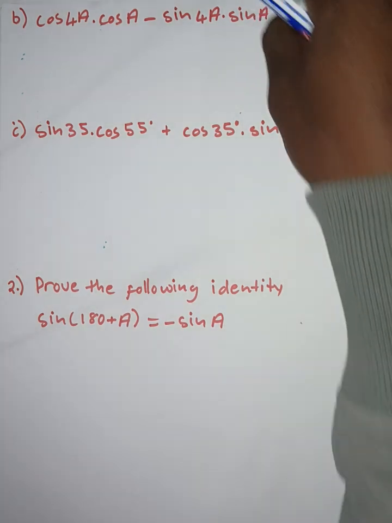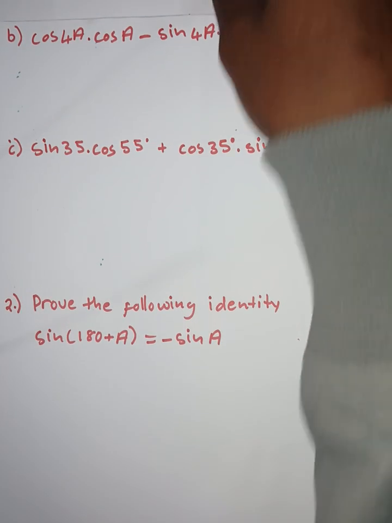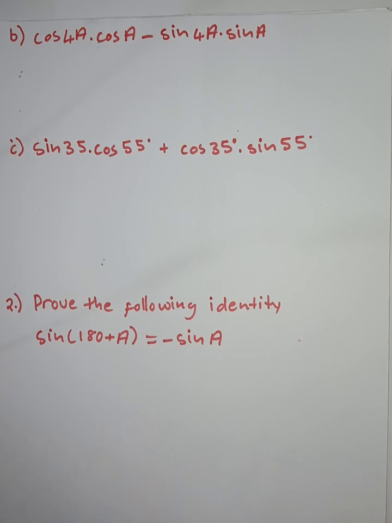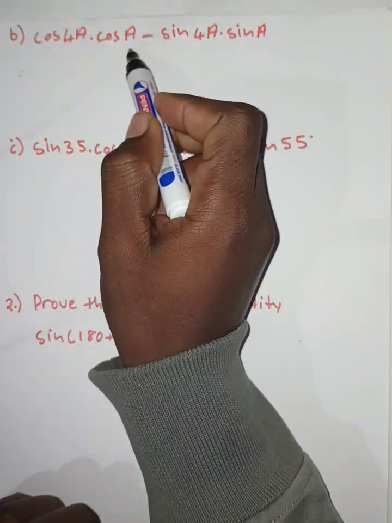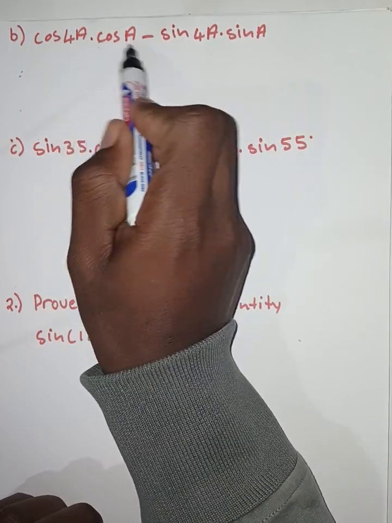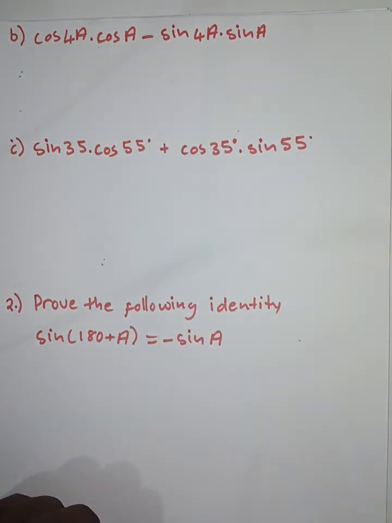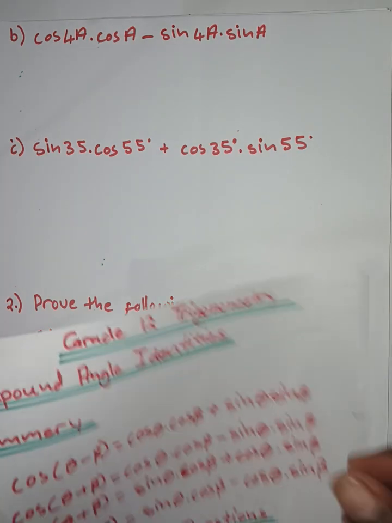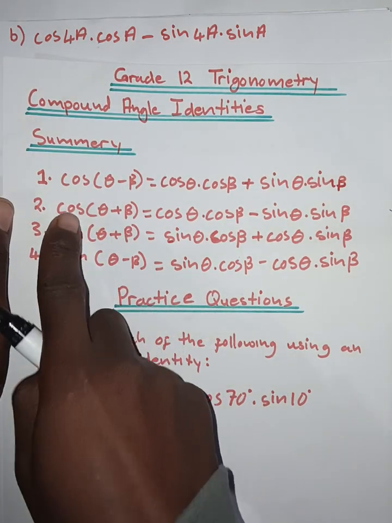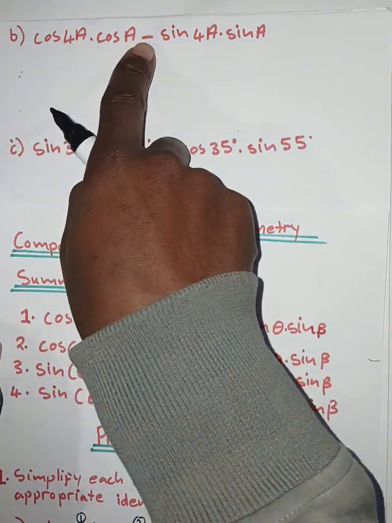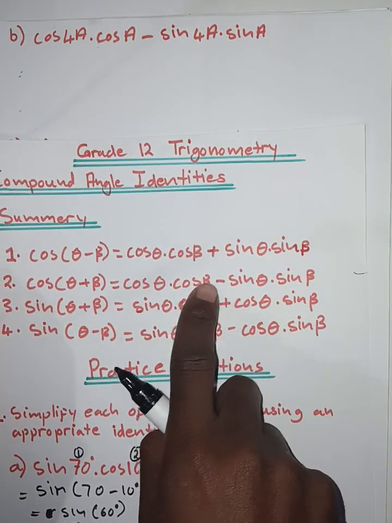We are still simplifying. They say we must simplify cos of 4a multiplied by cos of a. You see the names match, so this is a cos identity. But which one? If I bring that back, we can see it's the cos identity, and it says minus, so it would be the second one.